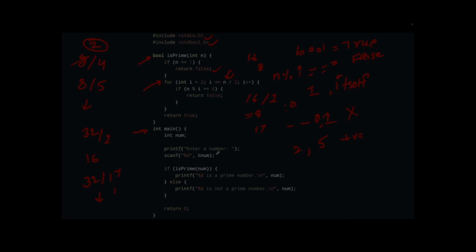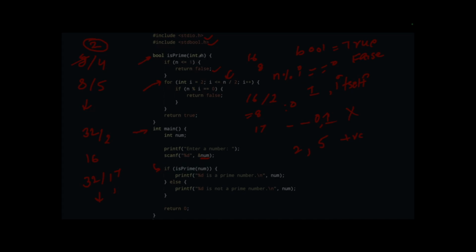Int num, scanf, right? Printf enter number, scanf number. Now this is asking the user for a number that will be entered by the user and stored inside the num variable. Now what we are doing is prime. If here, this is the condition, right? If is prime num, in the is prime function we are passing the num variable as a parameter.